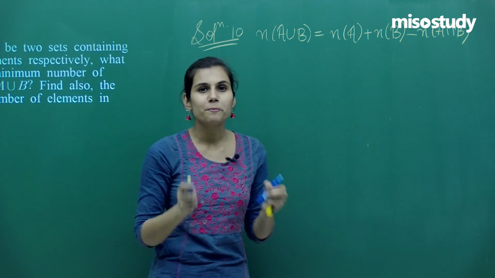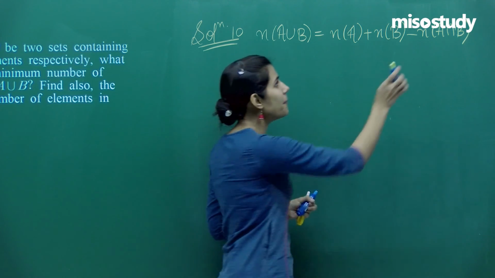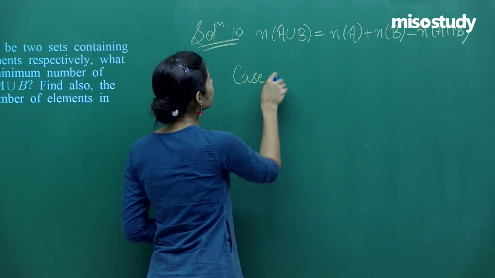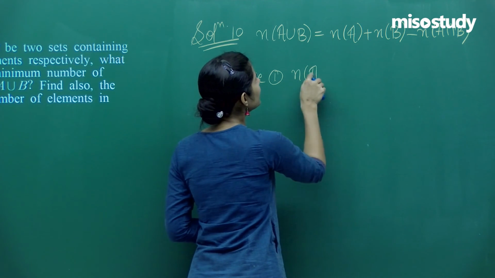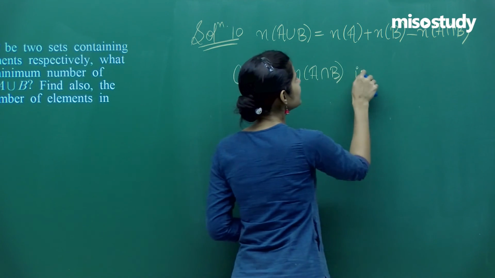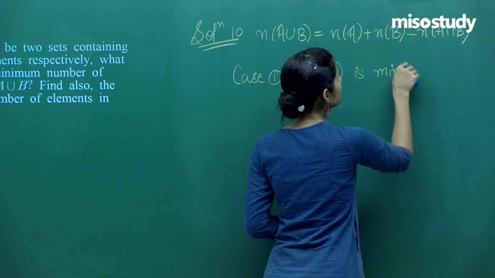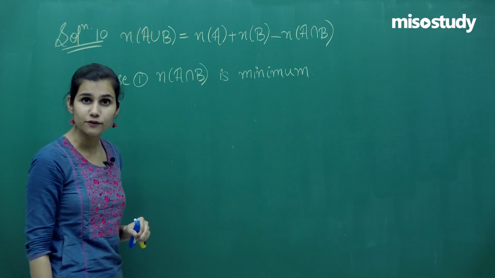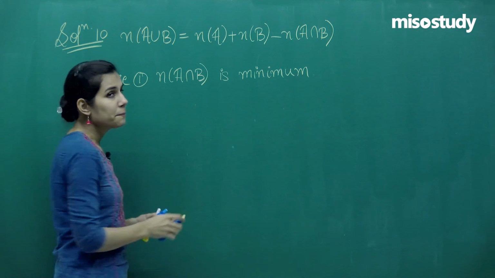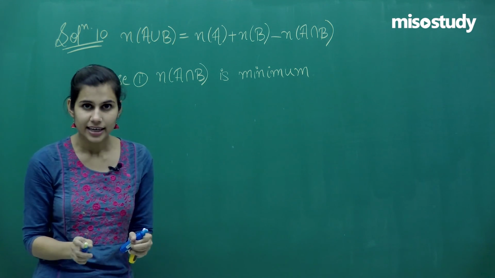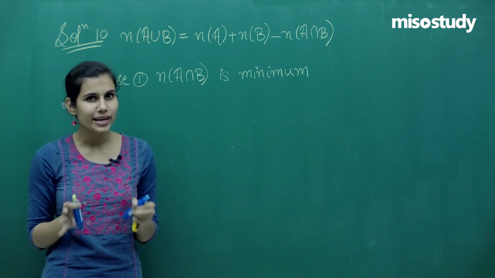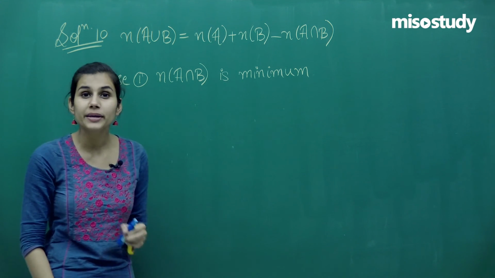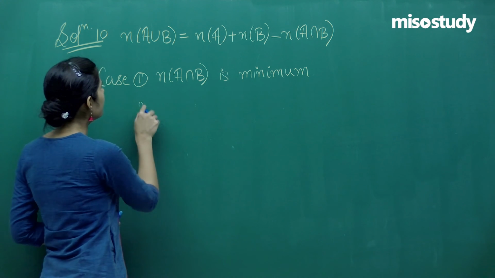In order to obtain the maximum number of members in A union B, the number of members in A intersection B should be minimum. So, if I take my case 1, the number of members in A intersection B is minimum. What is the minimum number that A intersection B can have? A intersection B is the number of members common in A and B. The worst case scenario is when A and B have nothing in common, which means the number of members in A intersection B is 0. That is my minimum case.